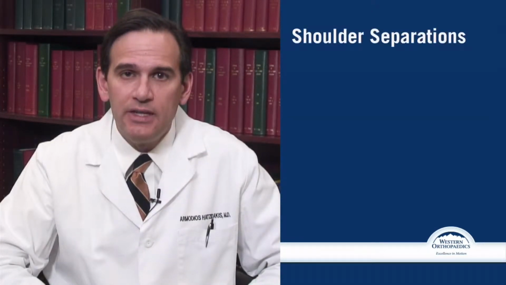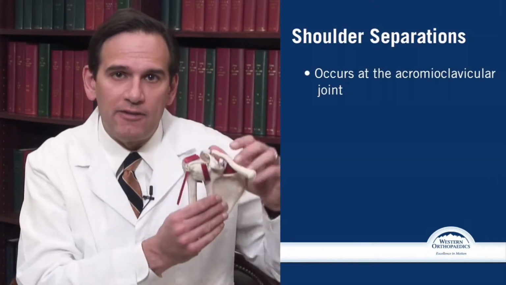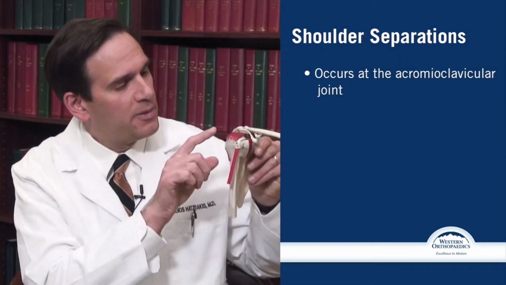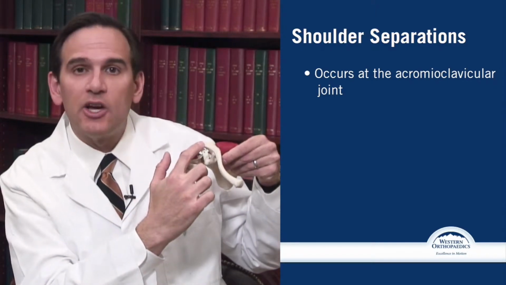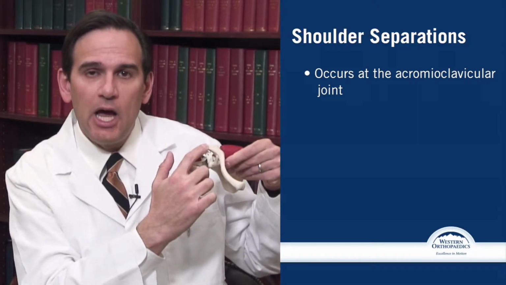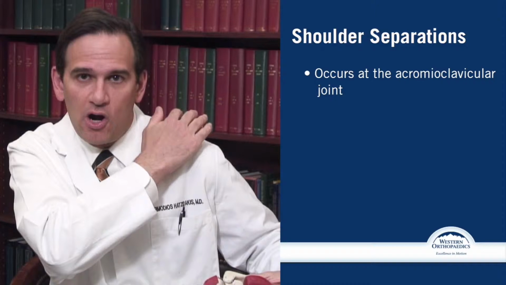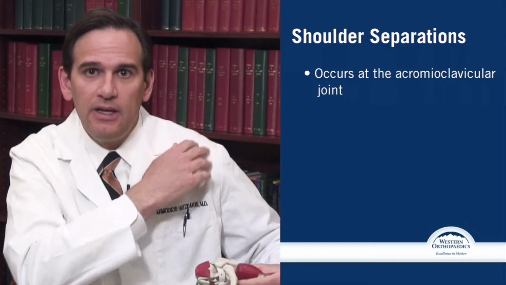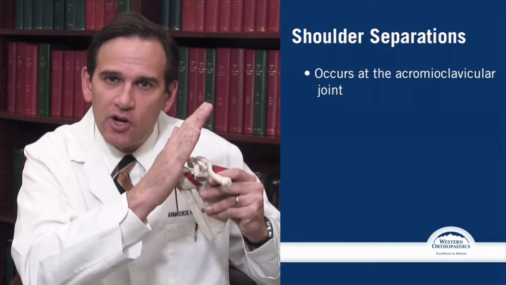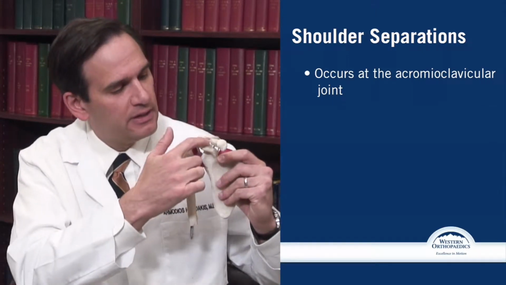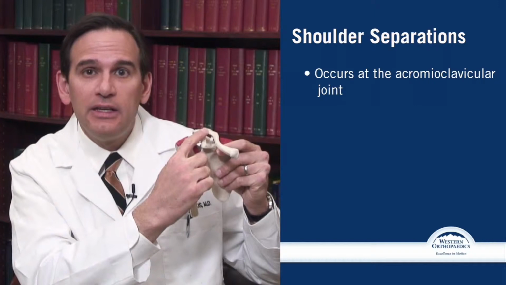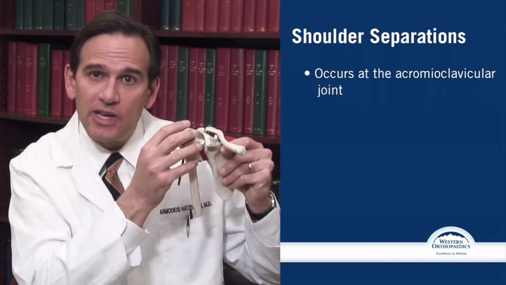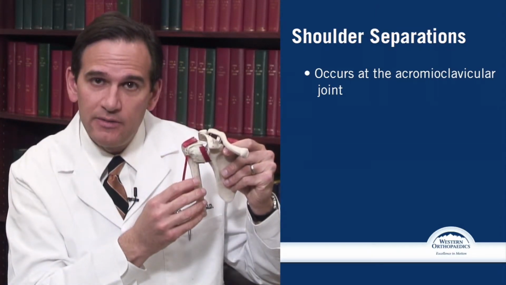The second type of injury to the shoulder is a separation. This occurs at the junction of the clavicle and the acromion process of the scapula, which is here. This is called the acromioclavicular joint, and it helps form the roof of the shoulder, or the hard top of the shoulder that you can feel. A hard injury to the shoulder can cause the ligaments at this joint to tear. The ligaments are shown here. As a result, the clavicle appears to pop up, and the rest of the arm droops away from it.